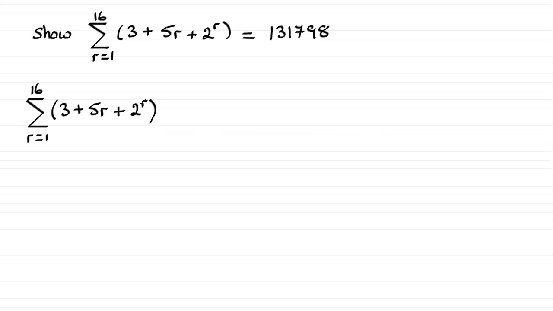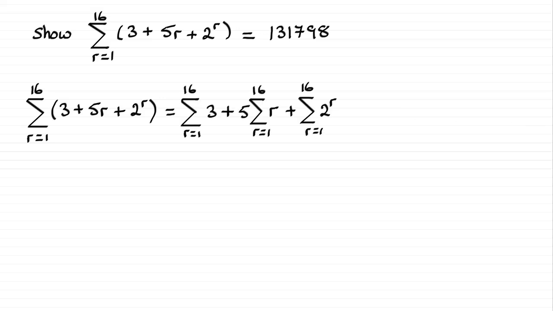If we do that, then we've got this result here, okay? The summation going from 1 to 16 of the 3. Notice how on the second term I've pulled out that constant 5 from here: 5 times the summation of just r going from 1 to 16. And then I've got the last term, the summation of r going from 1 to 16 of 2 to the power r.